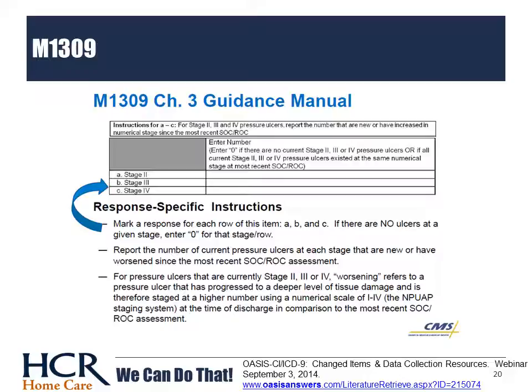And remember, when we talk about worsening pressure ulcers, we are talking about a pressure ulcer that has increased in numerical stage. It's gone from a stage 2 to a stage 3, maybe a stage 3 to a stage 4. That is what is considered by OASIS guidance a worsening pressure ulcer.